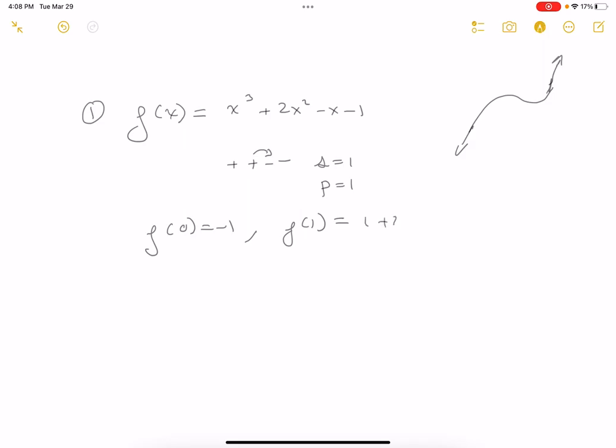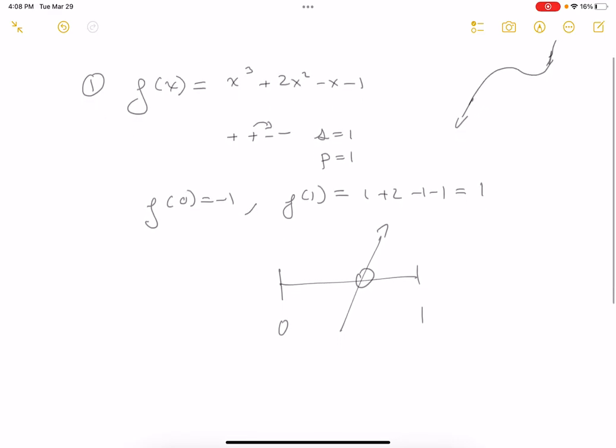So what would you get up here? 1 plus 2 minus 1 minus 1, which is going to be what? 1. So what do I know? I know there's a root between 0 and 1. I know there's one root there. Do I know what the root is? No, but that's unimportant to me. What's important, I'll go back and read the question to you. Determine the nature of the roots. All right, let's keep going.